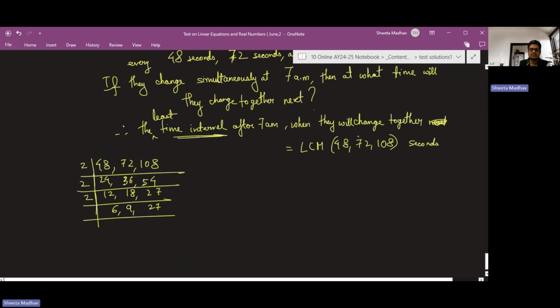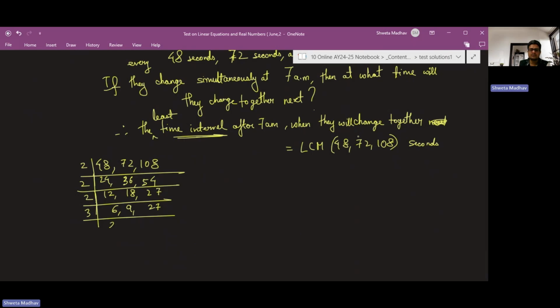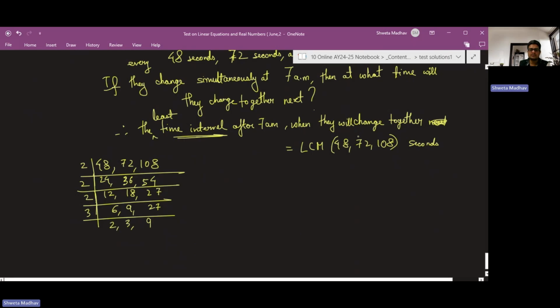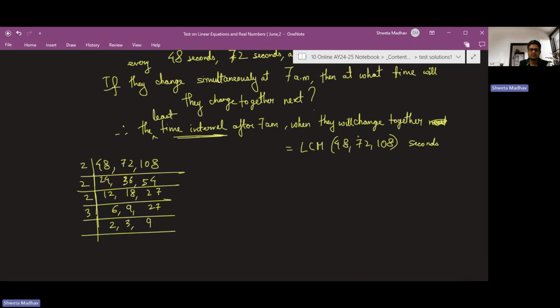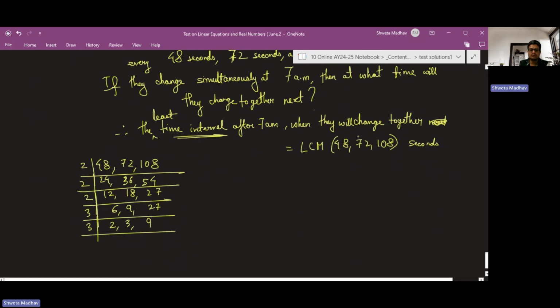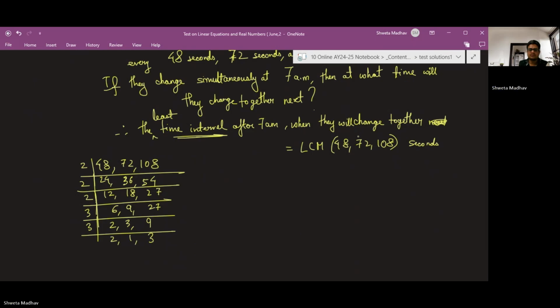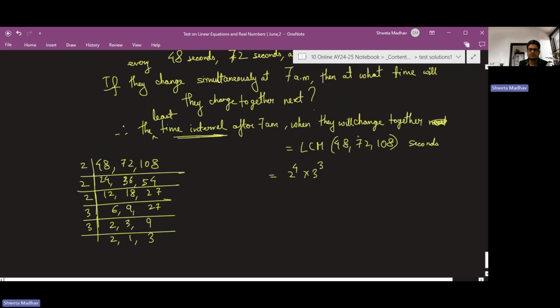Then 3 is a common factor. So 3 2s are 6, 3 3s are 9, 3 9s are 27. Then again 3 is a common prime factor. So 3 1s are 3, 3 3s are 9. Therefore, the LCM will be 2 power 4, since 2 is coming 4 times, and 3 power 3, since 3 is coming 3 times. So 2 power 4 into 3 power 3, this much seconds.